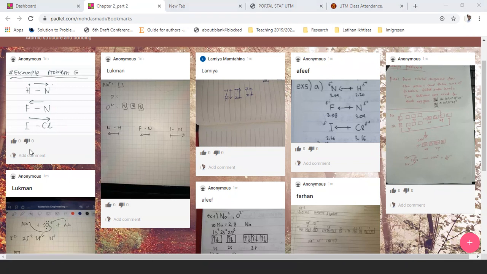So thank you very much. Do not forget the arrow. It is different from a normal arrow. It should be like this. And there must be a delta plus and delta minus.